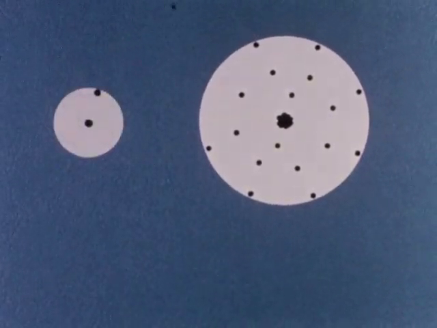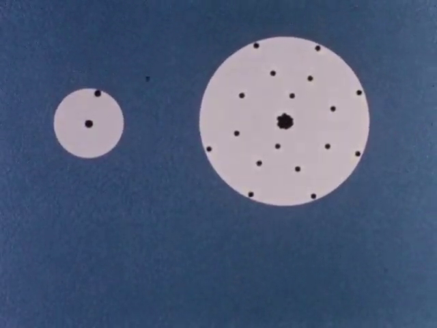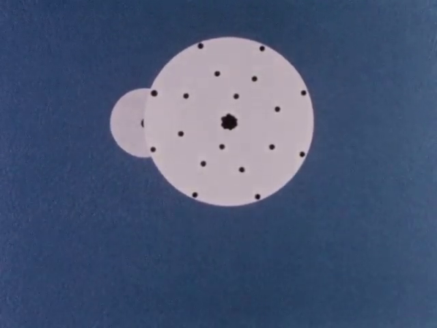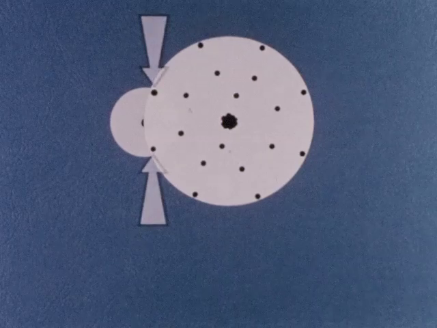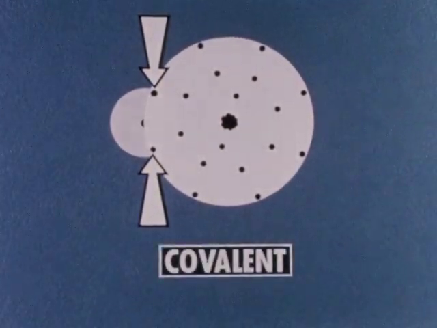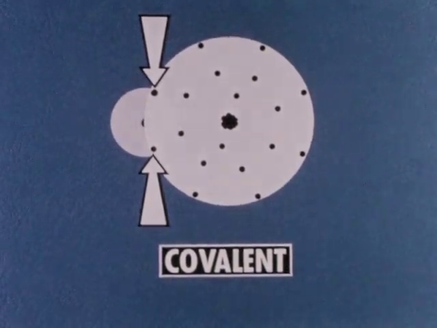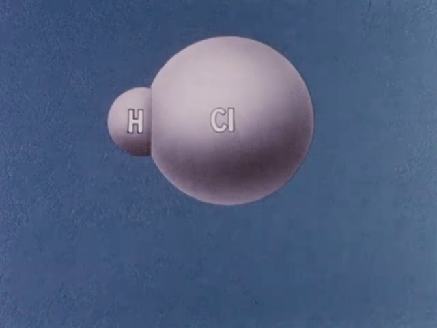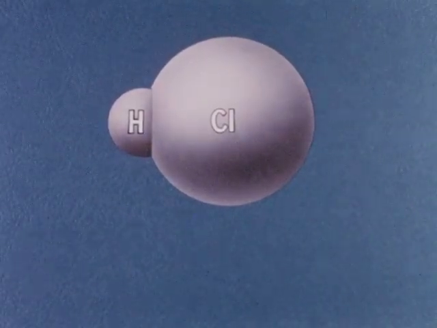When the hydrogen atom and the chlorine atom form the hydrogen chloride molecule, they combine in such a way that the hydrogen and chlorine atoms share a pair of electrons. Such a compound is called covalent. We might also represent the hydrogen chloride molecule this way, three-dimensionally.